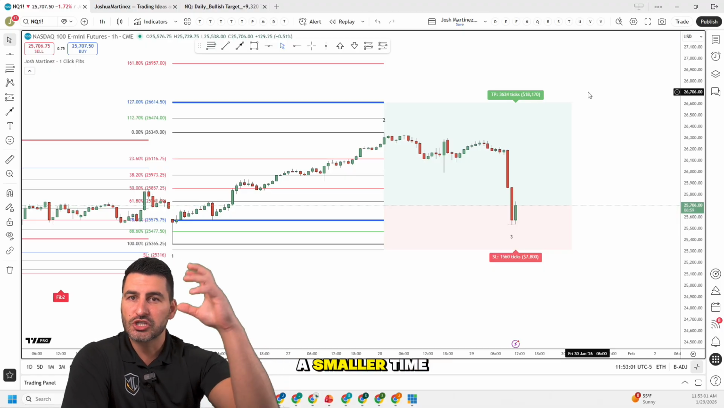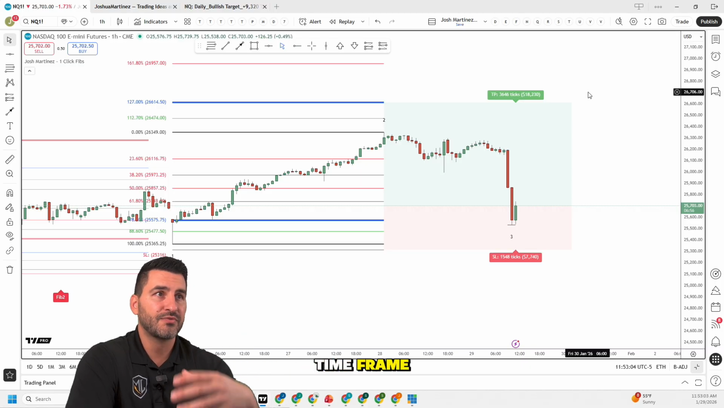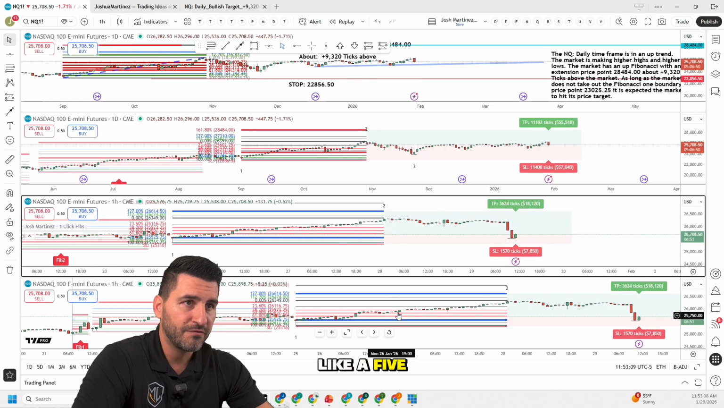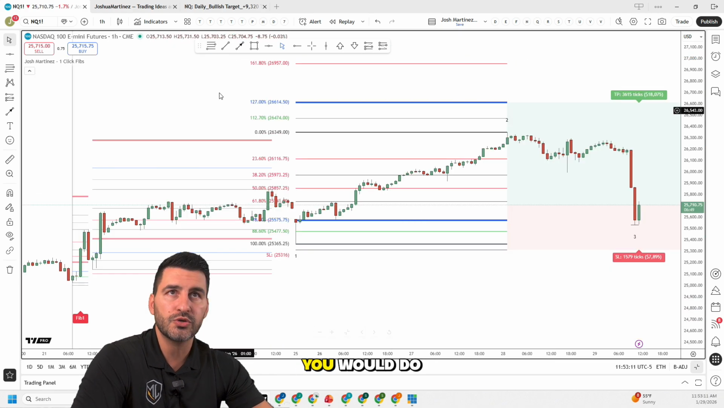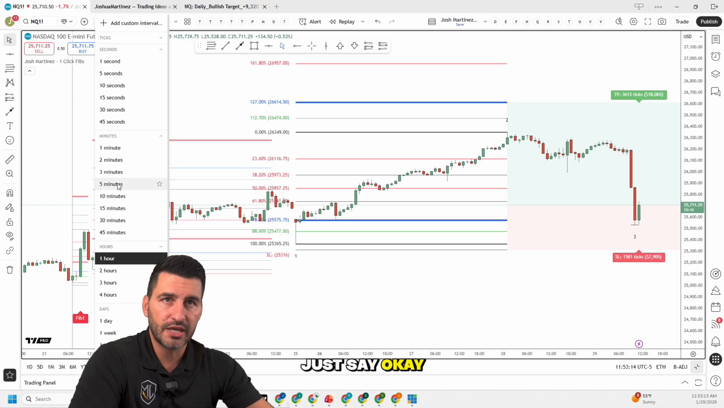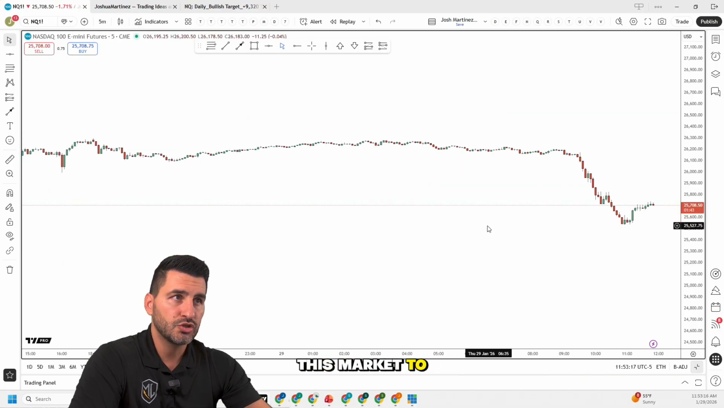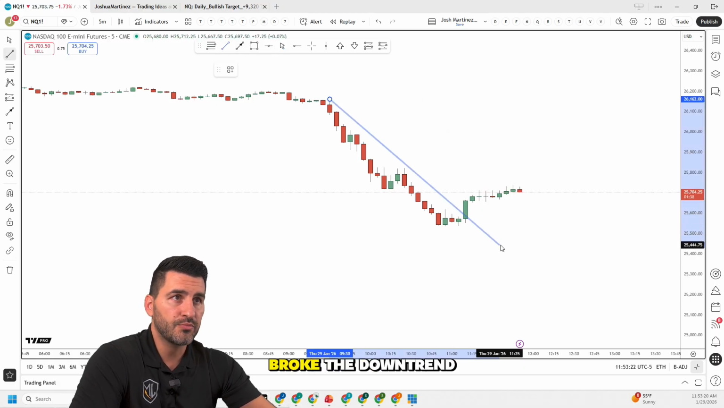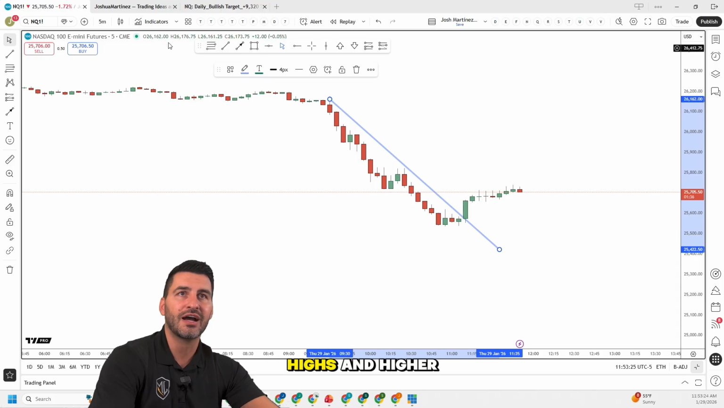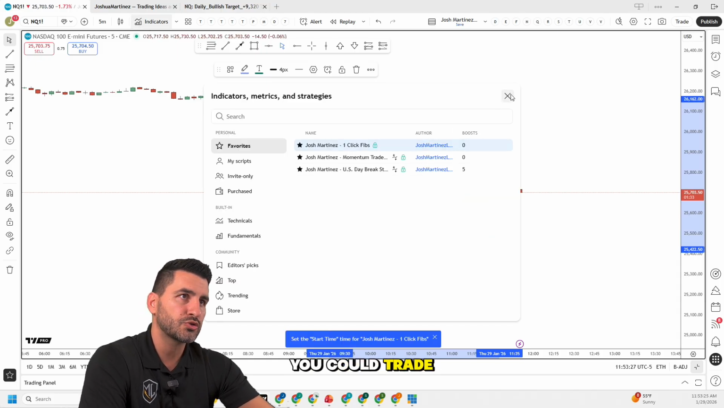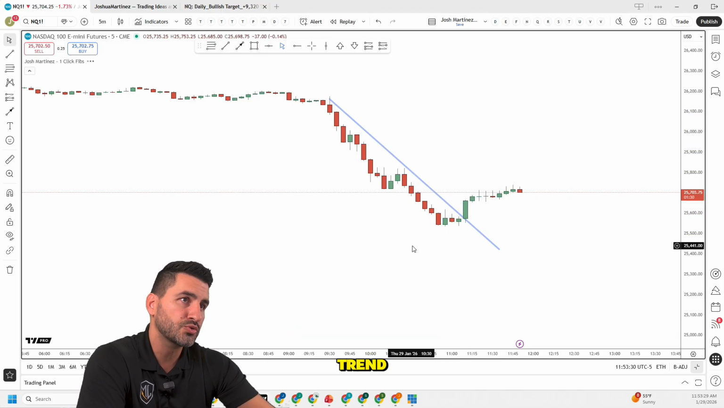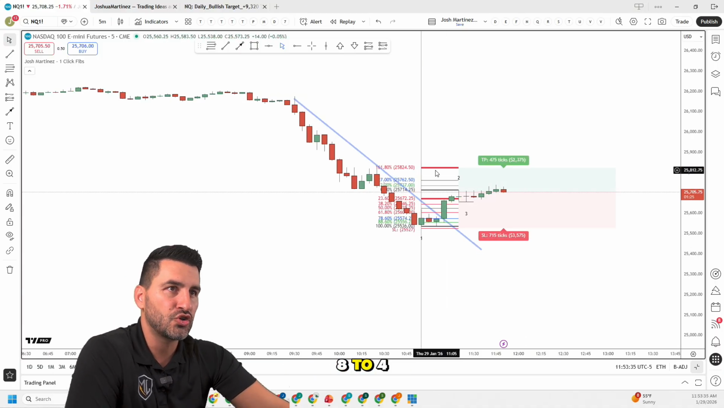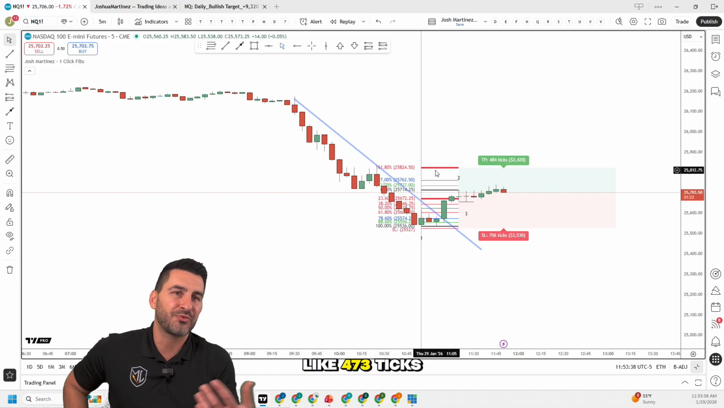If you want to take this down to even a smaller time frame, going to like a 5-minute time frame, drawing a downtrend line, let me show you how that works. We'll go to a 5-minute time frame, and then ultimately you just say, okay, I'm just going to wait for this market to break a downtrend line, which it looks as if it just did already, right? Broke the downtrend line, and just have it start making higher highs and higher lows on the way up. And then you could trade your Fibonacci starting from the 5-minute bullish trend. And according to that, we have a bullish target of 25824.50, like 473 ticks above.